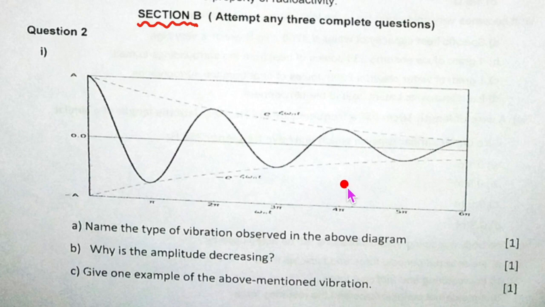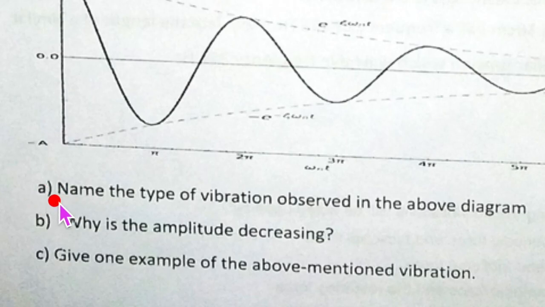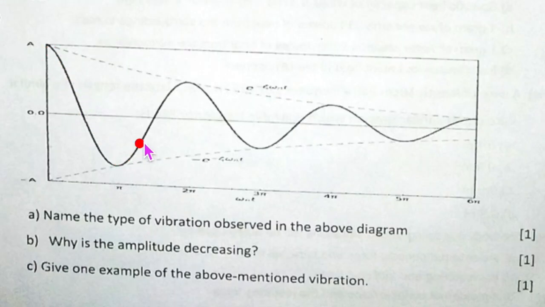As you can see, the diagram has been given and question A says, name the type of vibration observed in the diagram. In this diagram, you will see that the amplitude is decreasing with time and so it is the diagram for the damped vibrations. Why is the amplitude decreasing? The amplitude decreases because as the particles are vibrating about their mean position, some work is done in overcoming the resistive force of the surrounding.